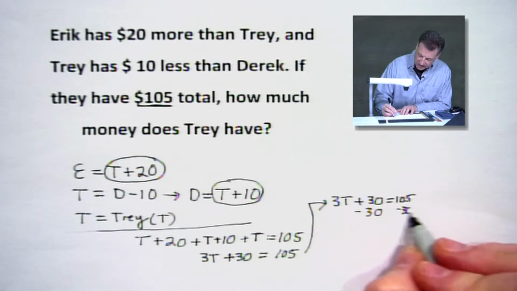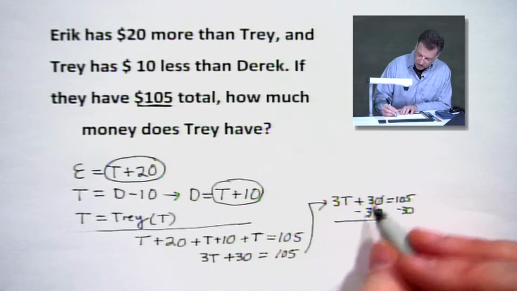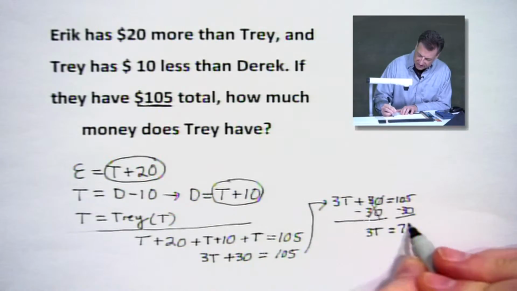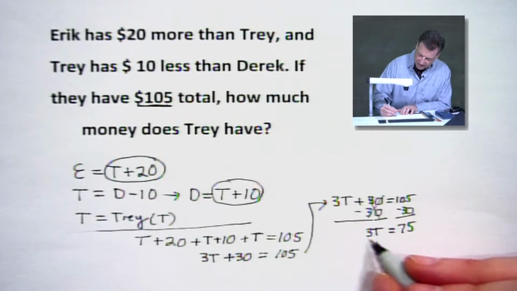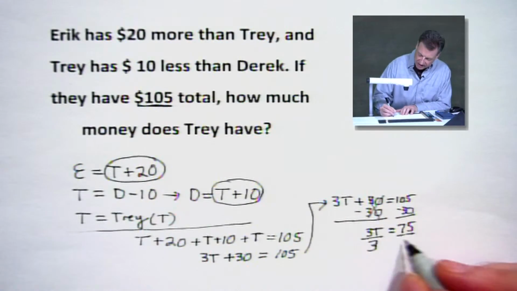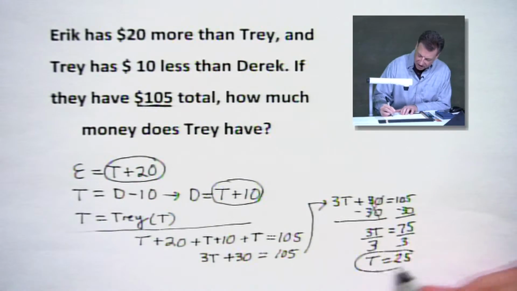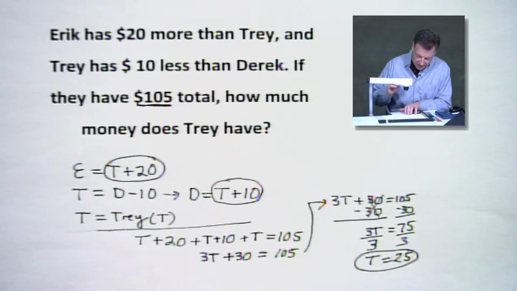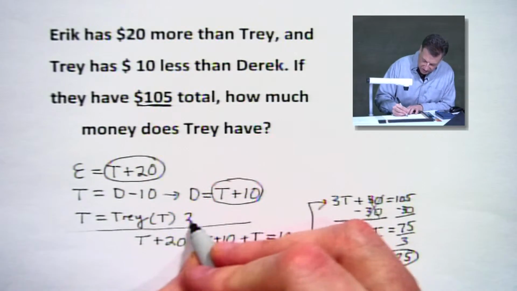At this point, it's very easy, isn't it, folks? You're going to lose your 30s. You're going to have 3T left. Over here, we get 75. And I'm going to divide everything by 3. And I have Trey being the $25 guy. We want to make sure this thing makes sense, because according to this, I'm saying, Trey, you get $25.